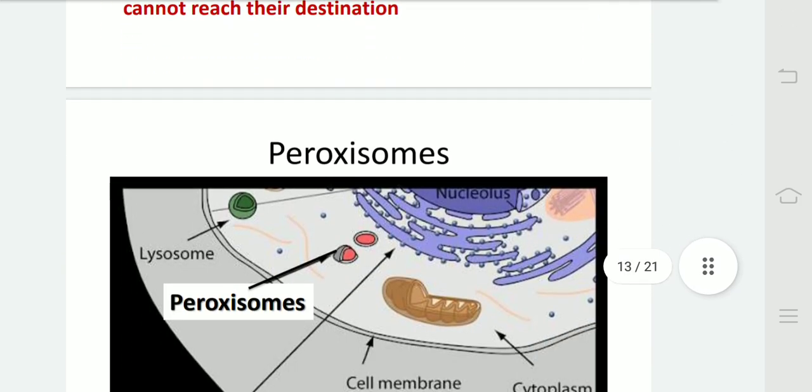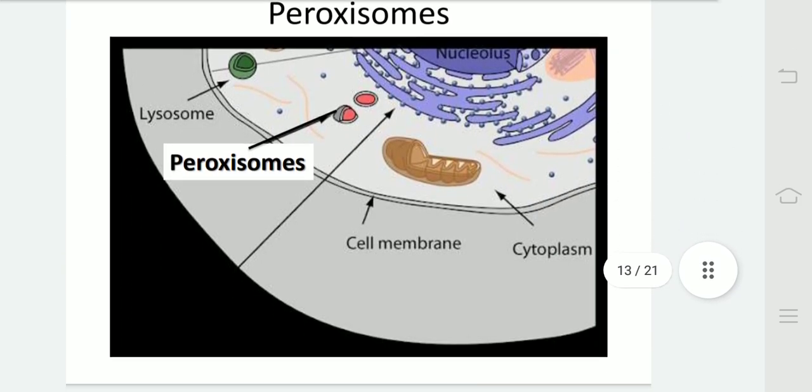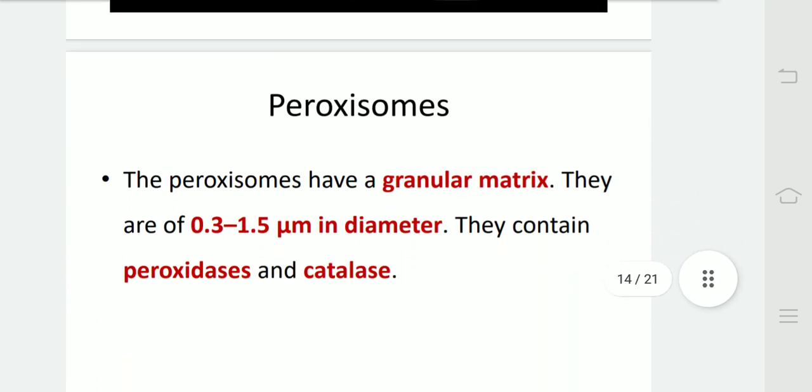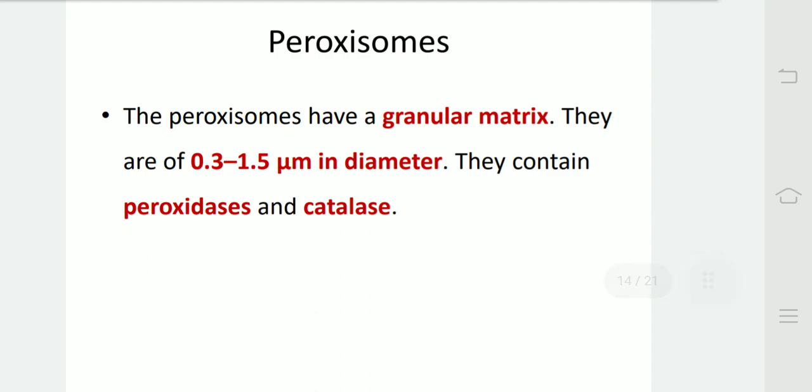Coming to peroxisomes, in this diagram we can see tiny peroxisomes. The peroxisomes have a granular matrix. They are 0.3 to 1.5 micrometers in diameter. They contain peroxidases and catalase. They are prominent in hepatocytes and platelets.